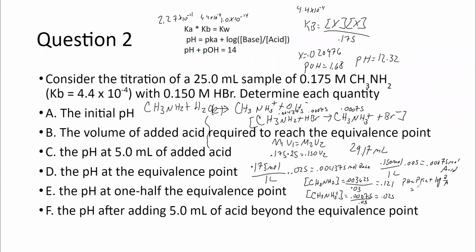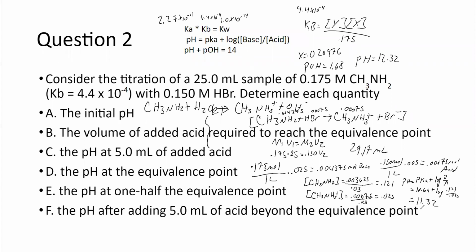So pH equals 10.64 plus the log of my base concentration, 0.121, divided by 0.025, which is my acid concentration. Log of 0.121 divided by 0.025. And my pKa is 10.64. So my pH at this point is 11.32.